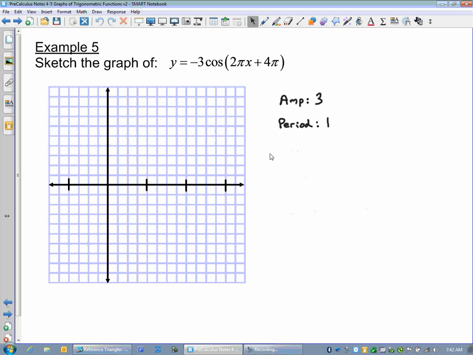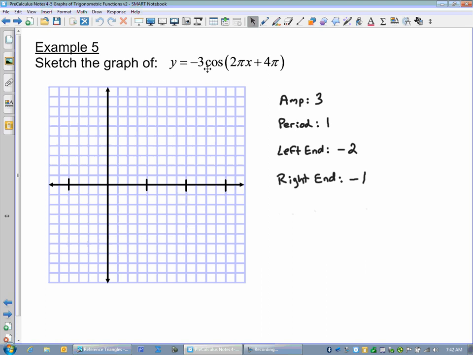And if I look at the left endpoint, that is going to be the value of x that causes the argument to be 0. And if you actually do the math there, that's going to be -2. If x is -2, then you'd have -4 pi plus 4 pi would be 0. And the right endpoint, the value of x that causes the argument to be 2 pi. But an easier way in this case would be the left endpoint plus the period is going to give me my right endpoint. So -2 plus 1 is -1.